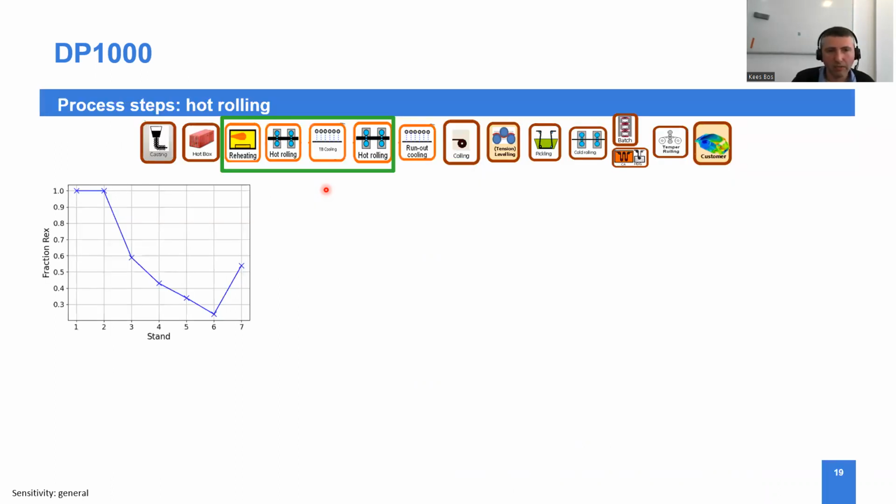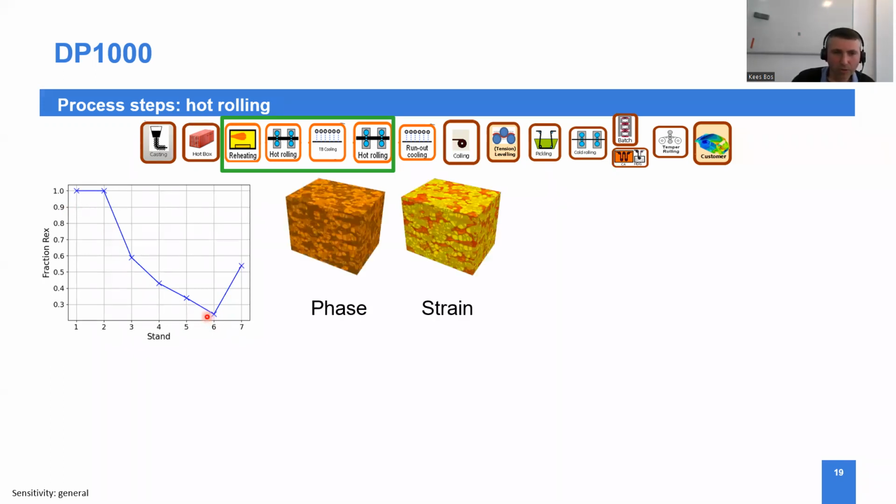So let's have a look then at what we get if we look at this process chain again. And then we start here, so with the reheating furnace and the roughing mill and the finishing mill. And what I show here as example output is extremely basic. It just shows for the 7 stands that we have in our finishing mill, the fraction recrystallized as predicted by the model. And what do we see? Well, initially, the first 2 stands, we have full recrystallization, and then we have partial recrystallization.